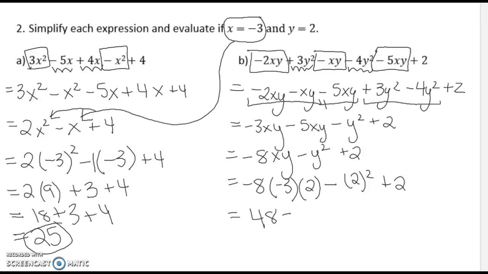Now we have to do our squared. So 2 squared. And remember, because there's no number in front of that, it's a 1. So if you want, you could put a 1 there. Okay. So this is -1. And then 2 times 2 is 4. And then we still have plus 12.